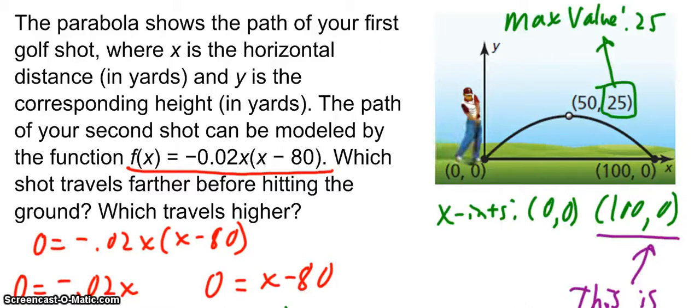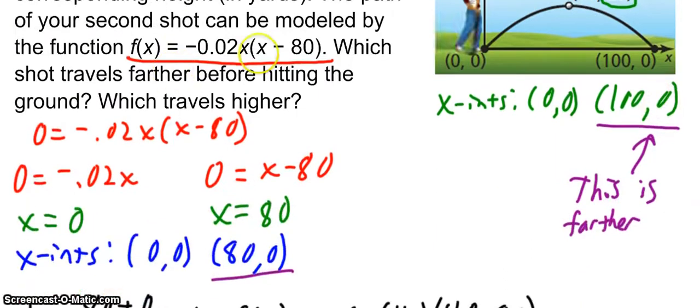So to talk about distance, we know that the horizontal distance is how far something goes, right? And so in this case, that's the x-intercepts. So from the graph, I can see I have an x-intercept at (0, 0), and I have an x-intercept at (100, 0). So what I need to do is find the x-intercepts of this equation. So I set the whole equation equal to 0, then I set each factor equal to 0, and I get x equals 0 and x equals 80. So the equation has x-intercepts of (0, 0) and (80, 0). Therefore, the picture graph went further because it went from (0, 0) to (100, 0). So it went 100 yards, this went 80 yards.